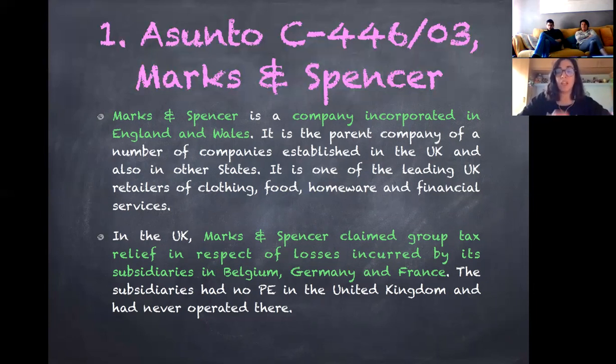operated there. So in this situation, we have a parent company, Marks and Spencer, located in the United Kingdom, and we also have different subsidiaries located in different member states of the European Union. Marks and Spencer wanted to create a group of companies in order to compensate losses and profits from one company to another. But the main question was that those subsidiaries did not act inside the United Kingdom.